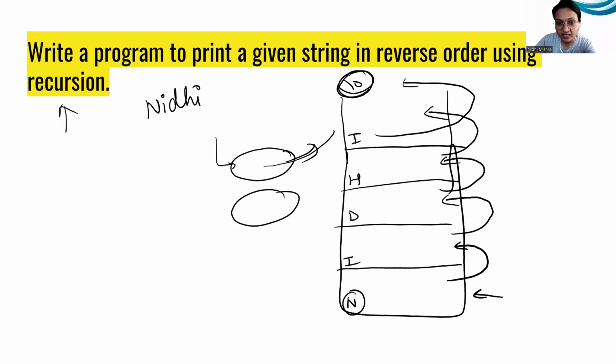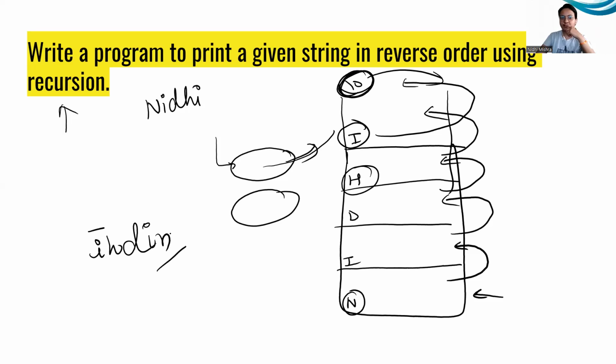When you see this null character, return. This is the base case. Now I have called, I have come back. Print it: I. Now I have come back. Print it: H. I have come back. Print it: D. Similarly, I will print I and N, and oh, it is giving me the reverse. Correct. Base condition is I am tracking the string, so null character. Let's see the code.